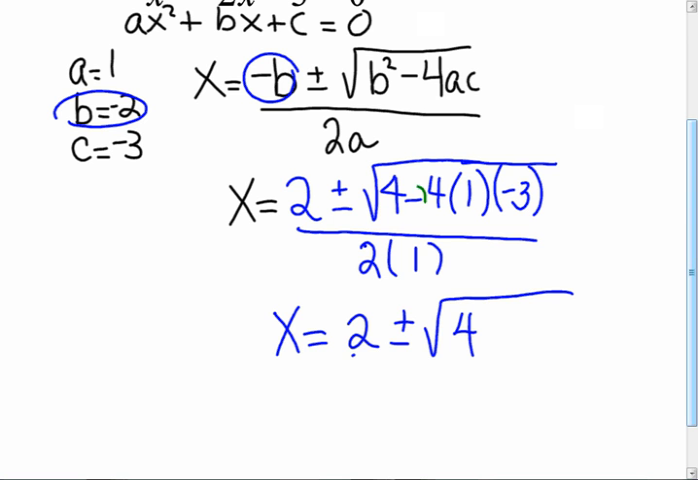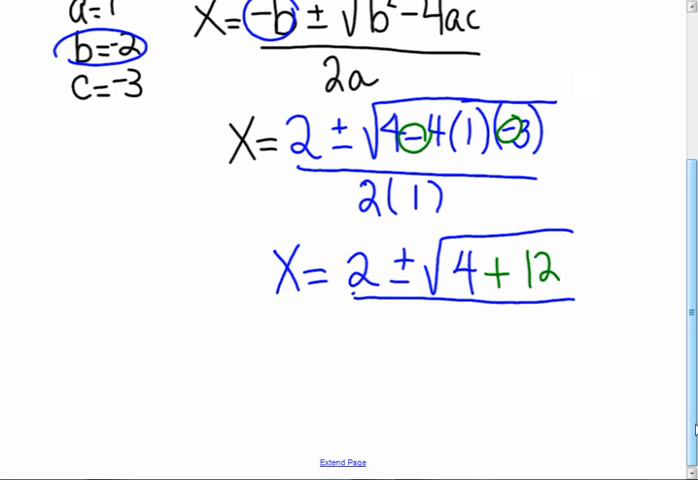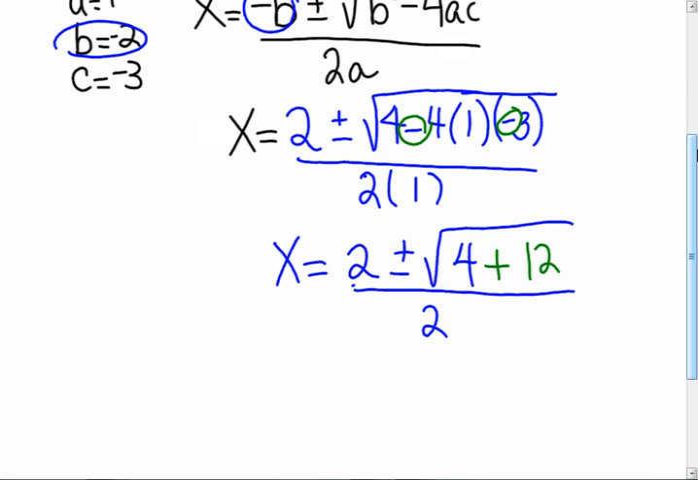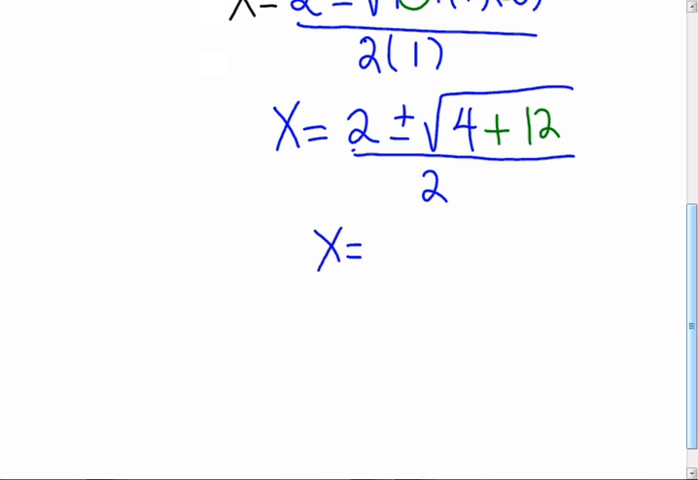Now what's going to happen with these two negatives? Anytime C, if A is positive, if C is negative, it's always going to turn out to be a plus. And 4 times 3 is 12, all over 2. Now we're not done yet. Because, and Jay had this question yesterday, how do I get the plus? Because that's a minus, and that's a minus, and 2 negatives make a positive. So x equals 2 plus or minus the square root of what? 4 plus 12 is what? 16. Okay. Should have it all written down.